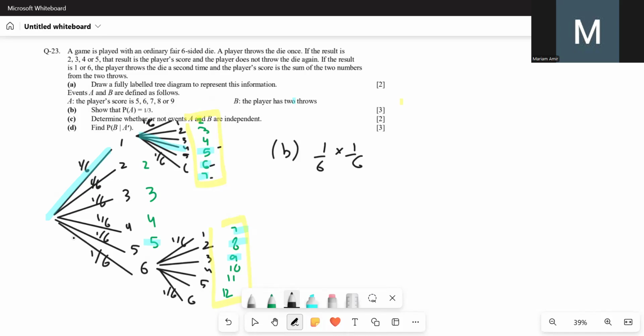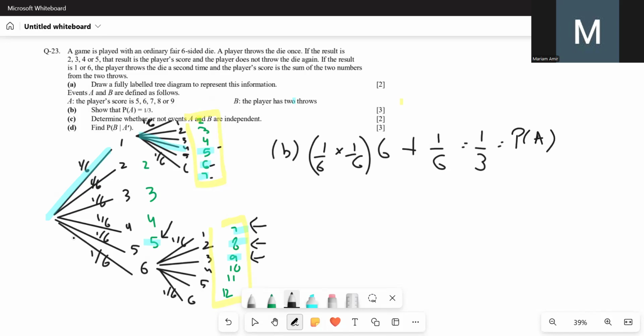Then event A also includes 7, which we obtain by getting 1 and then 6, which has a probability of 1/6 times 1/6. Similarly, for this 7, for this 8, and for this 9, the probability is 1/6 times 1/6. So there are actually 6 terms of 1/6 times 1/6. Plus, we will also include this 5 here, which is obtained by throwing a 5, and the probability of throwing a 5 is 1/6. Add all of these together and you will get 1/3, which is the probability of event A.